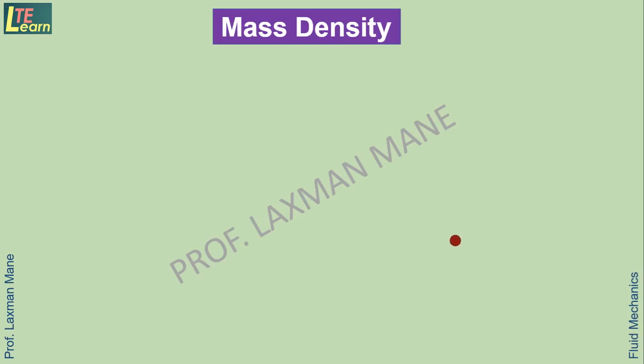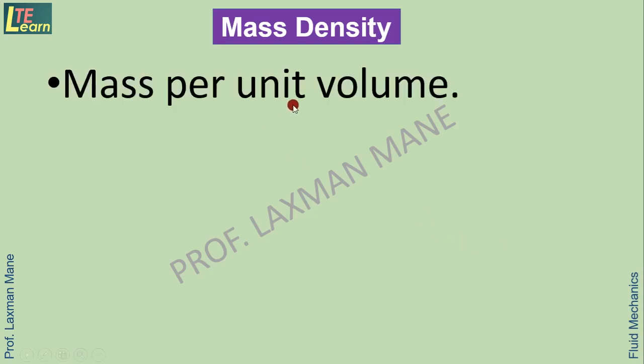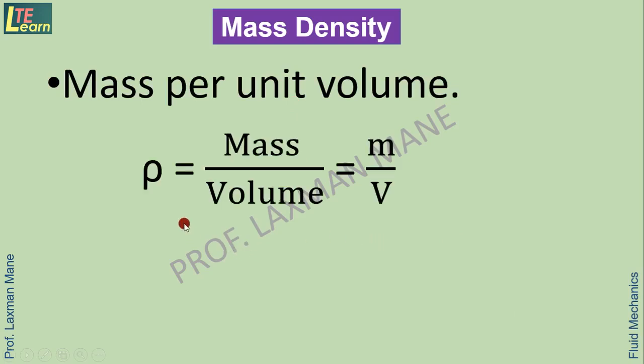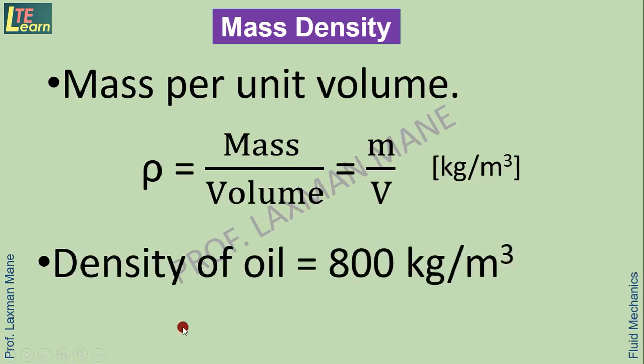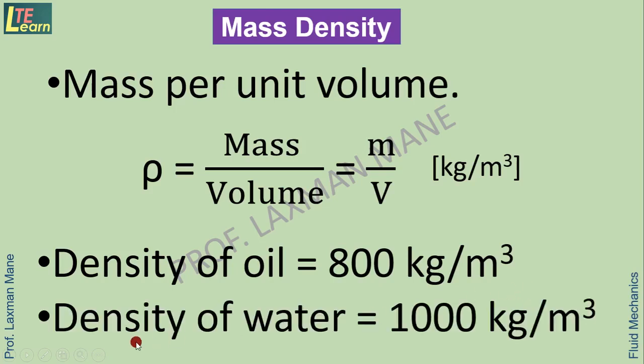Now if we take the ratio of mass to the volume, then it is called mass density. It is mathematically indicated by the Greek symbol rho, mass upon volume, and if you see the unit, mass we measure in kilogram, volume in meter cube. So density unit is kilogram per meter cube. As an example, density of oil is 800 kg per meter cube, and density of water, that is the standard value, is taken as 1000 kilogram per meter cube.